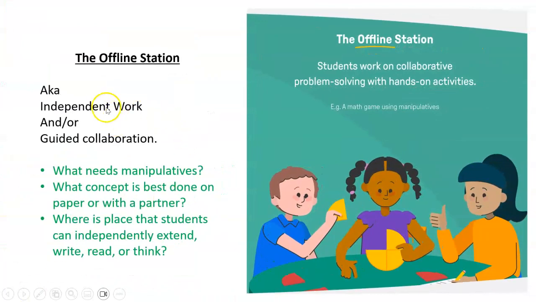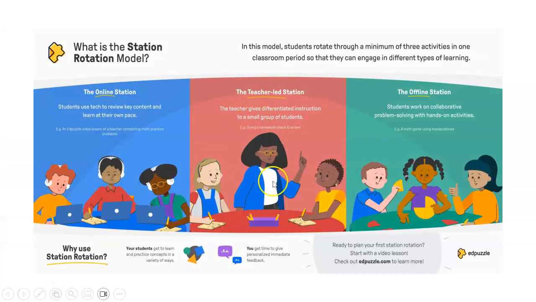And again, this offline station could be divided into 2 stations. You could have a complete independent work station where they are independently extending, writing, thinking, reading, or this could be a group project-based learning area where maybe they're doing those same things, but they're doing them together. Maybe it's a poster, maybe it's a synthesis or an analysis of a topic. But the key is that through this model, you are explicitly working with one group, you are teaching them using an online app at another group, and they are practicing on a 3rd station.